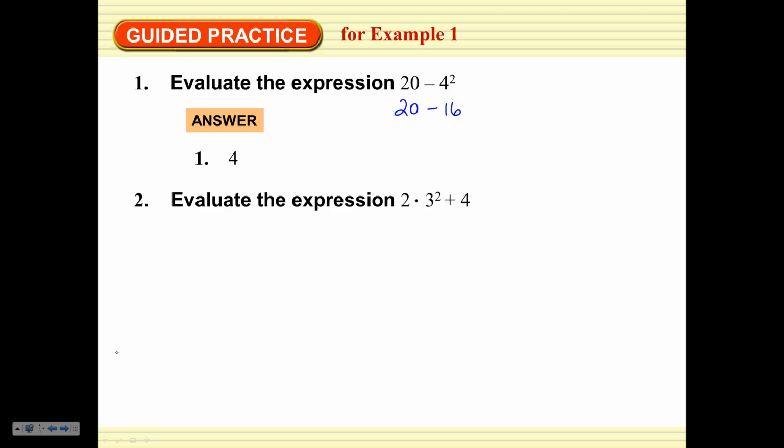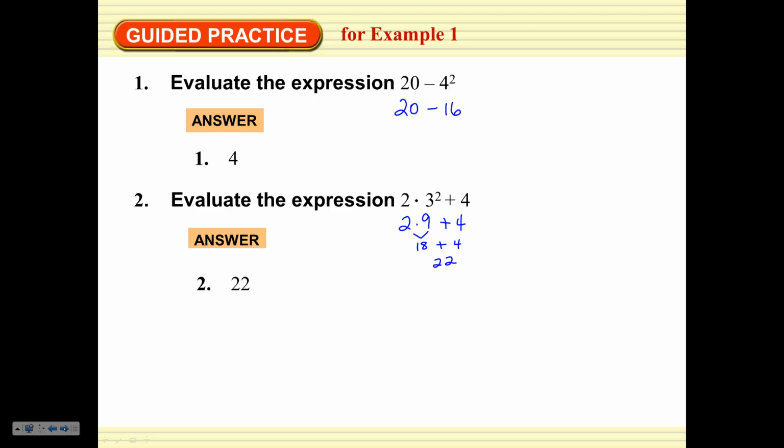We have no parentheses. We have exponents. So you would do 3 squared first, and you would get 2 times 9 plus 4. Okay? 2 times 9 is 18, because that's the next step. And then 18 plus 4 is 22. So that would be your answer.